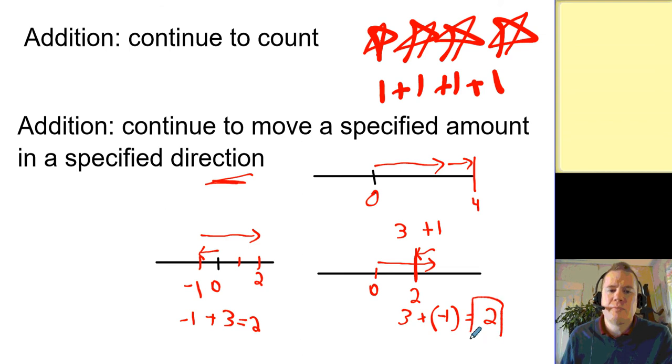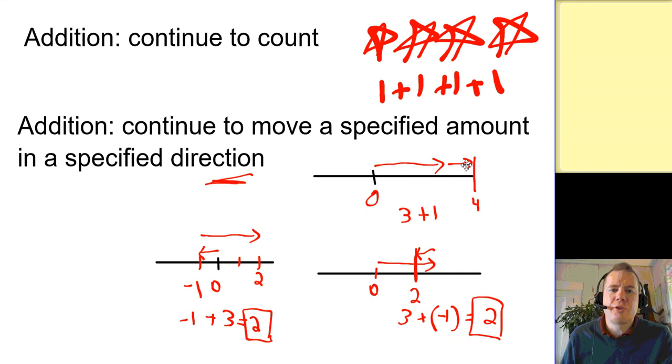Same value, 3 plus -1, -1 plus 3. That value is 2. And that negative is just telling me to the left versus 3 moving to the right. 3 to the right, 1 to the left here. Let me move these away from that lower problem.